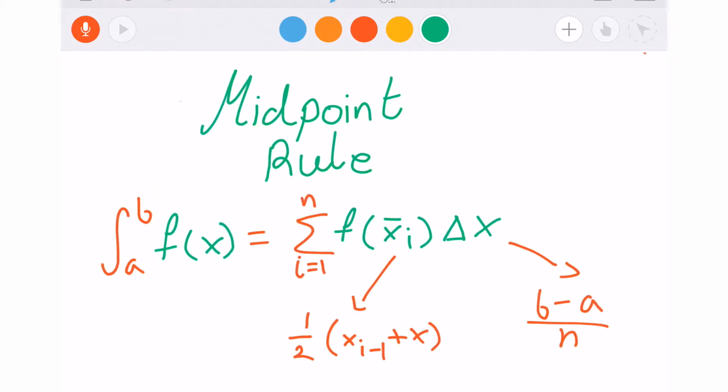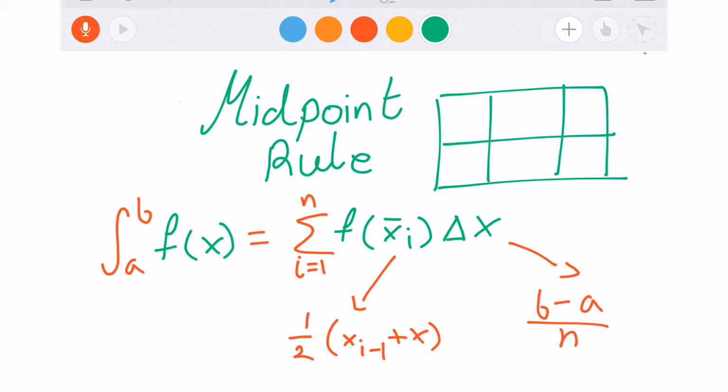Alright, so moving on to the midpoint rule. The midpoint rule is similar to the right hand and the left hand rule where you're using rectangles to find the area underneath the curve, except for this case we're going to use x values that are in between the original x values that are given to us.